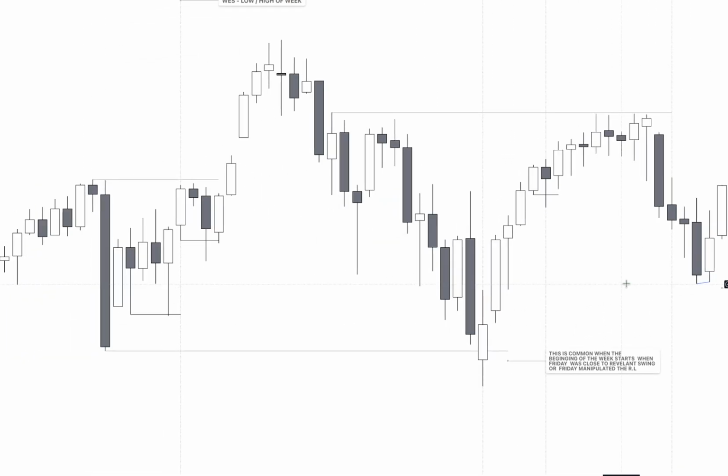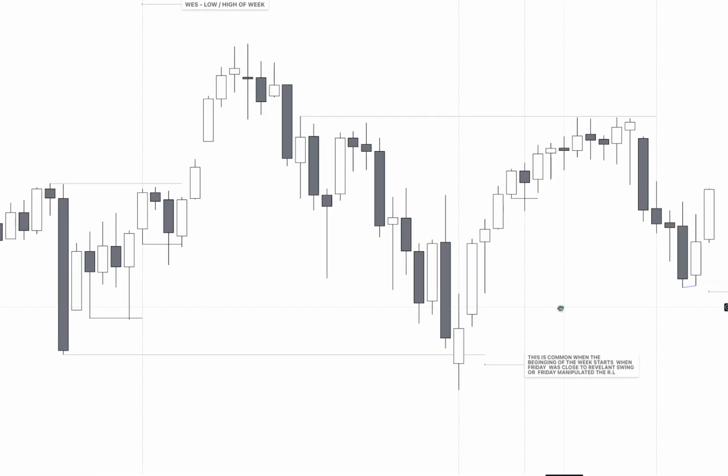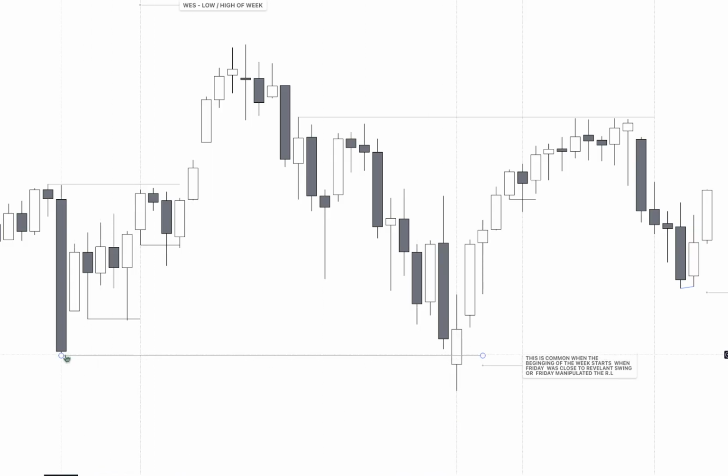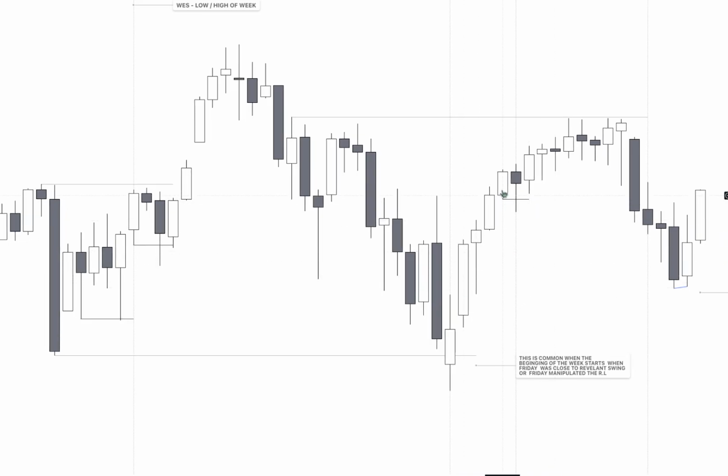On weeks like this, when the market opens and Monday is very, very close to a relevant swing, and it trades into it and closes back inside the range, you can expect that Monday to be the low of the week, and look for the upcoming days to trade away from that Monday low, because it just manipulated the relevant swing. It doesn't need a reason to come back down, right?